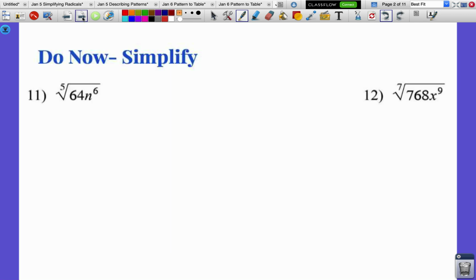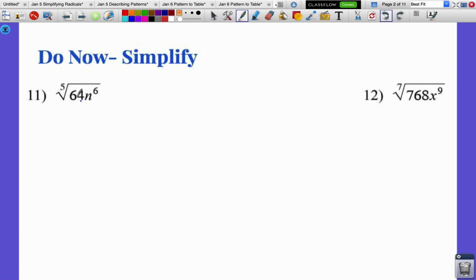Let's go ahead and get started with a few more simplifying of single radical expressions. So go ahead, get those notes out, copy these two down. So how do I simplify the fifth root of 64 n to the sixth?